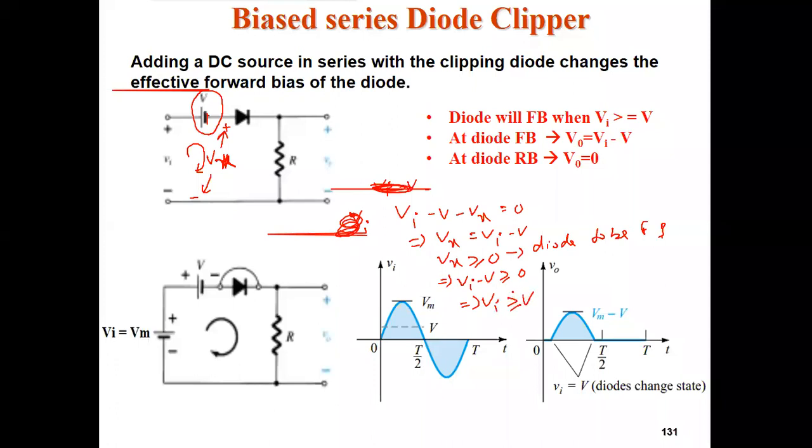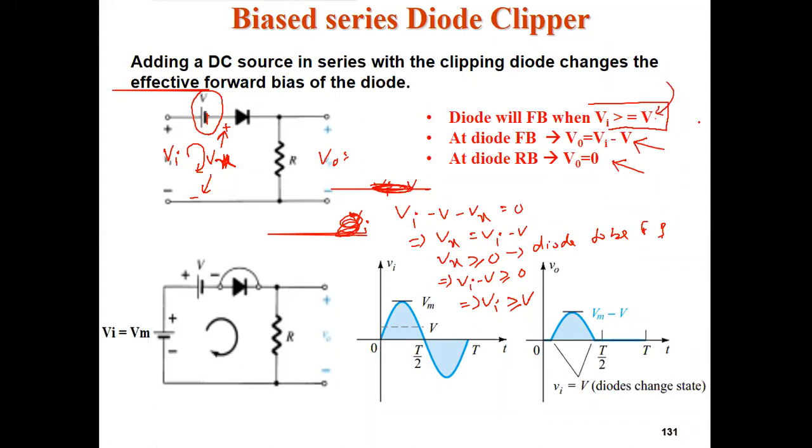All these things which I wrote are actually visible to you clearly, but I just wrote them for your understanding. So first you have to get this condition: Vi has to be greater than or equal to V for the diode to be forward biased. And obviously when the diode is forward biased, how much will V0 be? Vi minus V, because this is Vi, and after that this V is in the opposite polarity. So V0 will be equal to Vi minus V. And when the diode is reverse biased, it will not conduct and your V0 will be equal to 0.